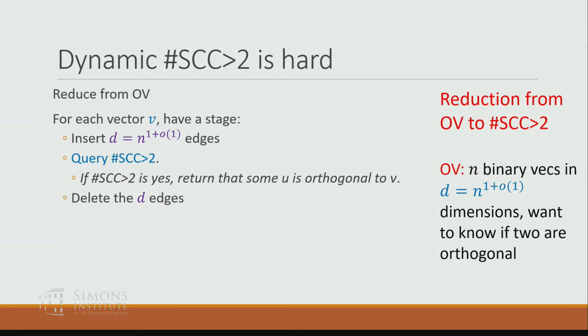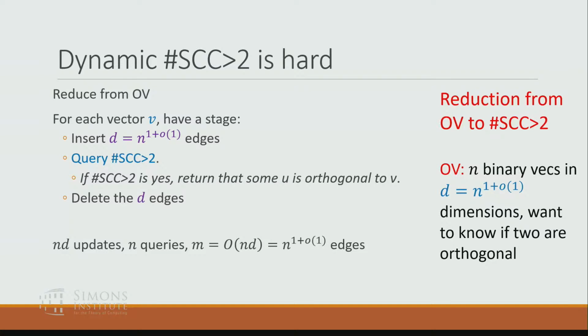We'll create some initial graph, and then we'll have a stage for every vector in the instance. In the orthogonal vectors instance, this one is not there. Imagine it is gone. So you insert the edges. You query, is the number of strongly connected components more than 2? If it is, you return there is an orthogonal vectors pair. Otherwise, you delete the edges. Same idea as before, and the same sort of stuff holds. The number of edges becomes n times d, which is small. So subquadratic in m becomes subquadratic in n for orthogonal vectors, which refutes the strong exponential time hypothesis.